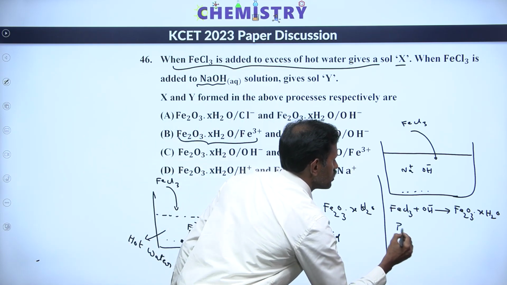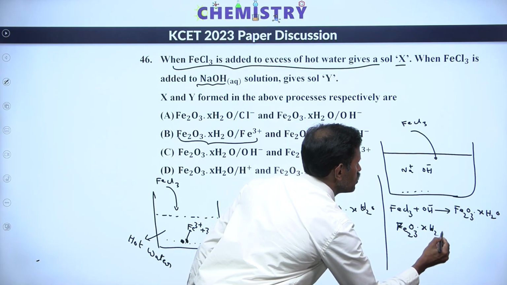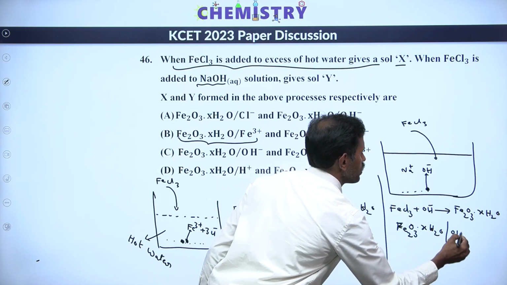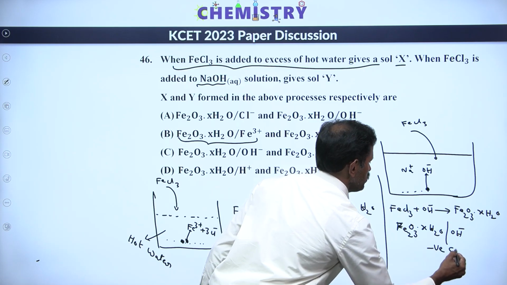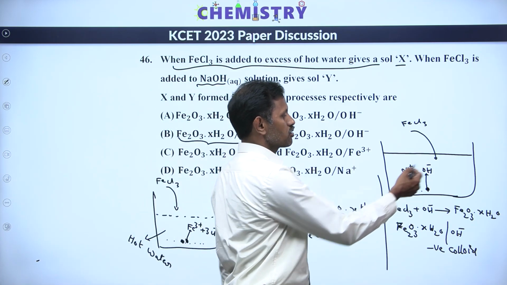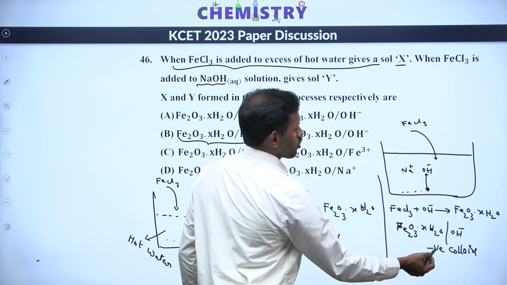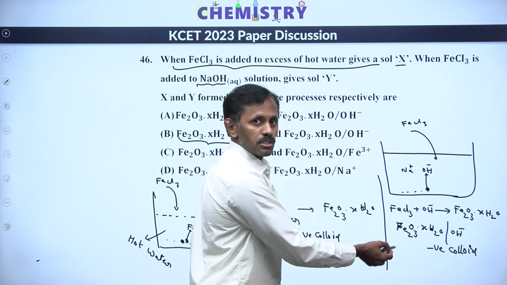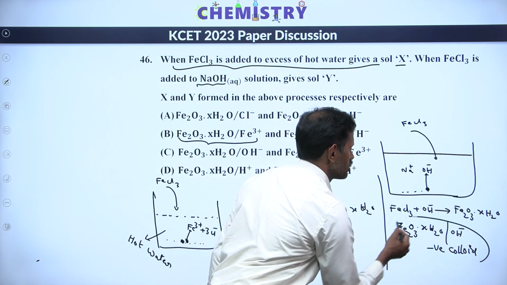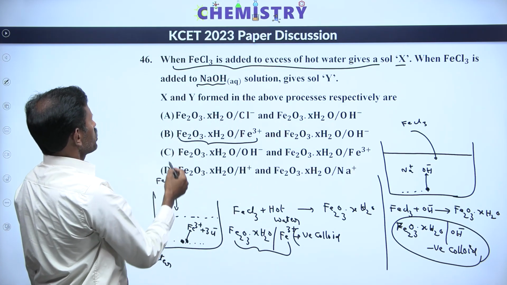So now, this Fe2O3·XH2O adsorbs these OH- ions, so it will become a negative colloid found in the solution. That means the precipitate turns to colloid. Here also the precipitate turns to colloid, which is a positive colloid in the first case. In this case it is a negative colloid. Why? Because Fe2O3·XH2O adsorbs OH- ions, then it will become a negative colloid solution. So, for the given question the answer will be B.